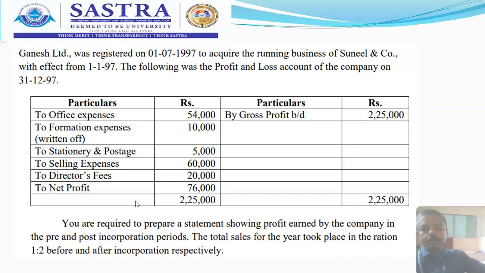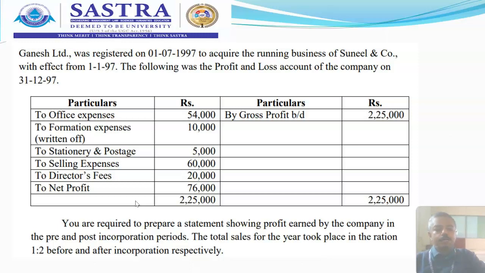So the pre-incorporation period becomes nil. No amount can be written in the pre-incorporation period. So formation expenses, and the basis is allocation. The total amount is 10,000. The amount for the pre-incorporation period is nil. The amount for the post-incorporation period is rupees 10,000.